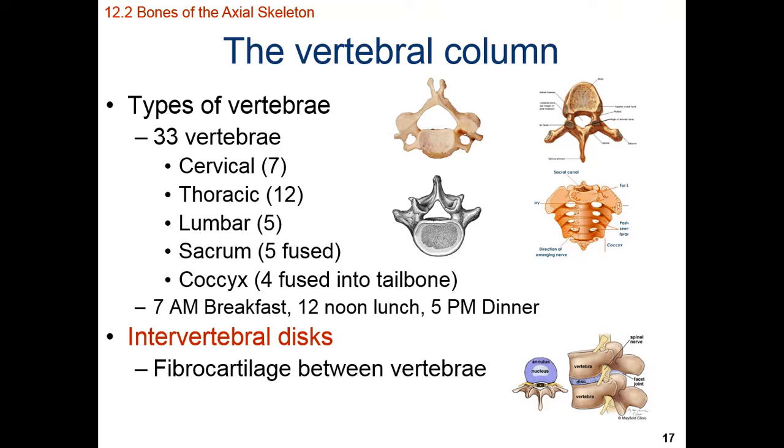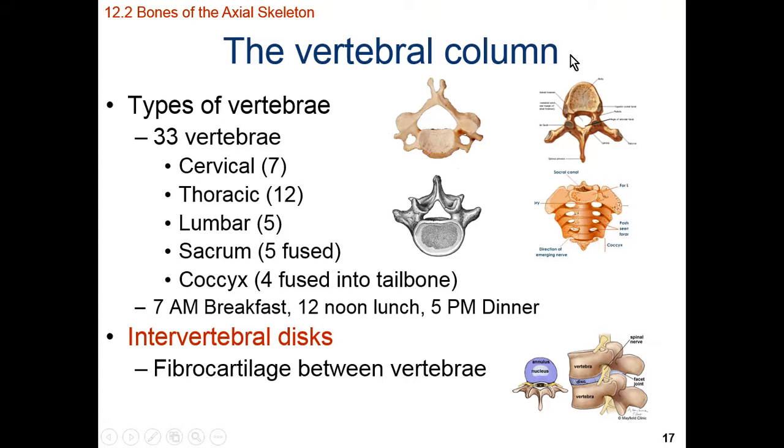In our axial skeleton, we also have the vertebral column. There are 33 total vertebrae. Of those vertebrae, we have cervical, thoracic, lumbar, sacral, and coccygeal vertebrae. Here's a picture of a cervical vertebra. Our cervical vertebrae are differentiated from other vertebrae in that these are the only vertebrae that have transverse foramen, or holes on the left and right.